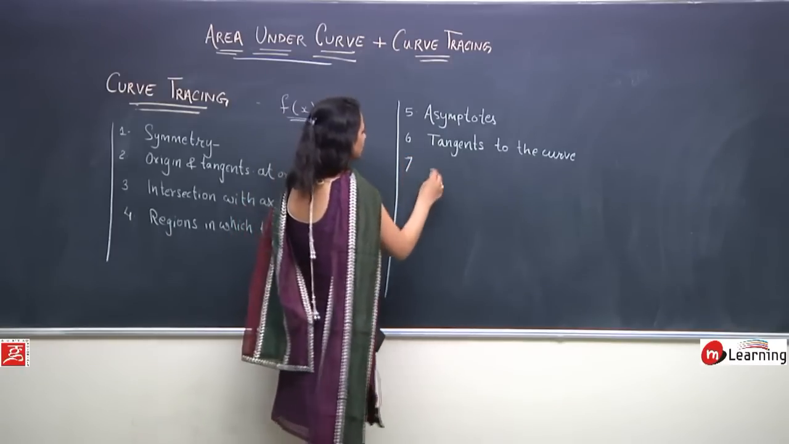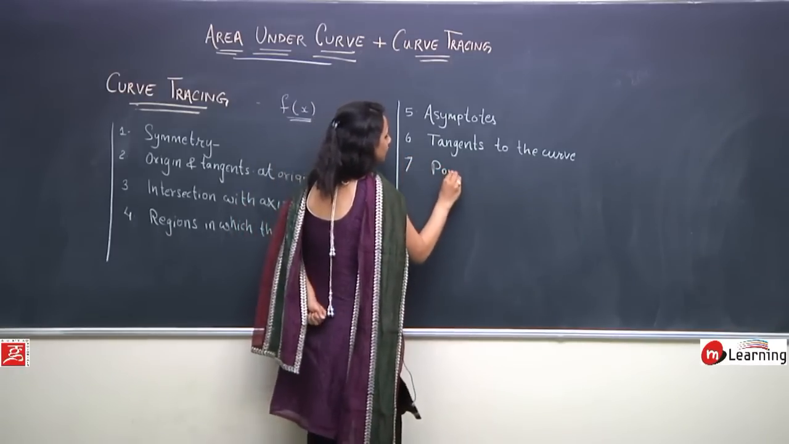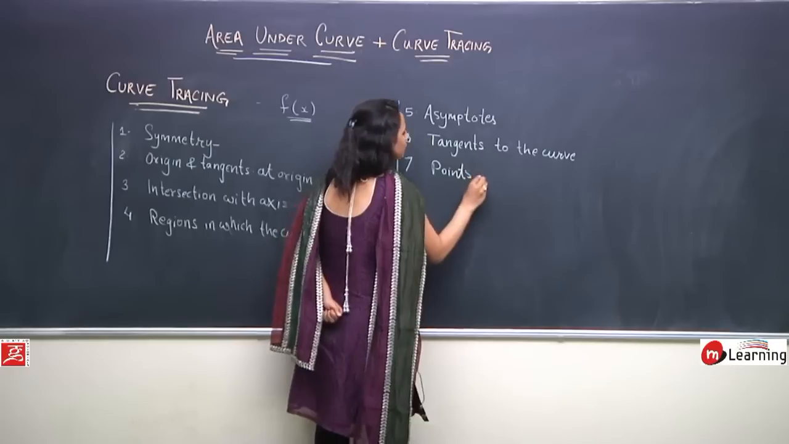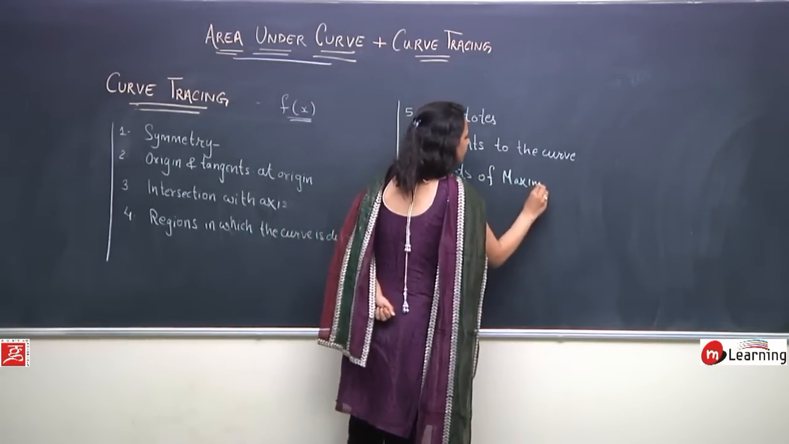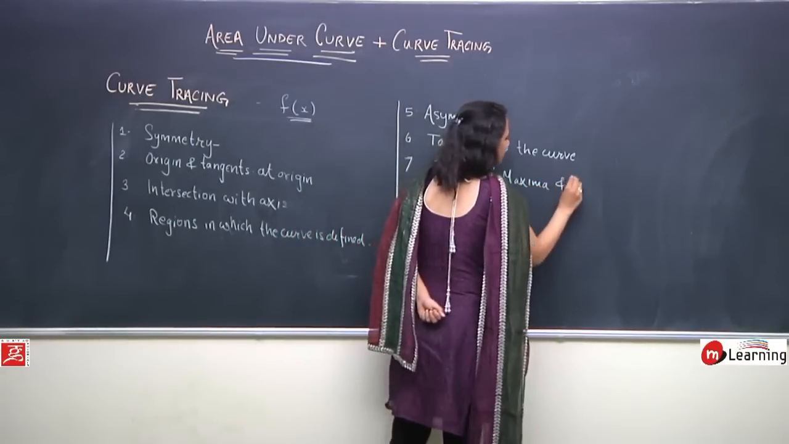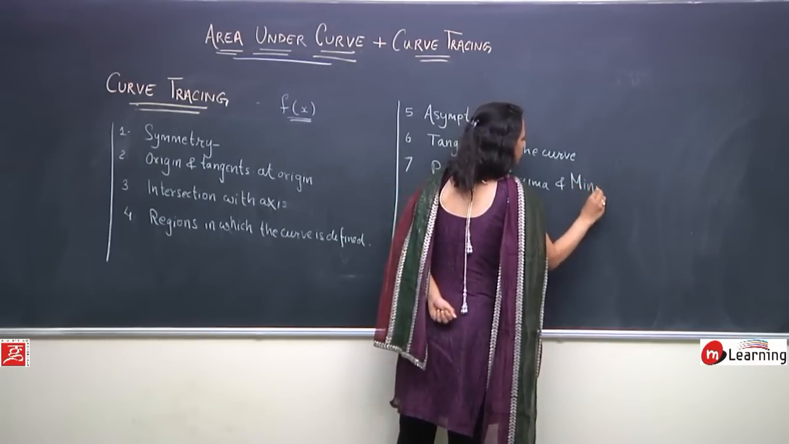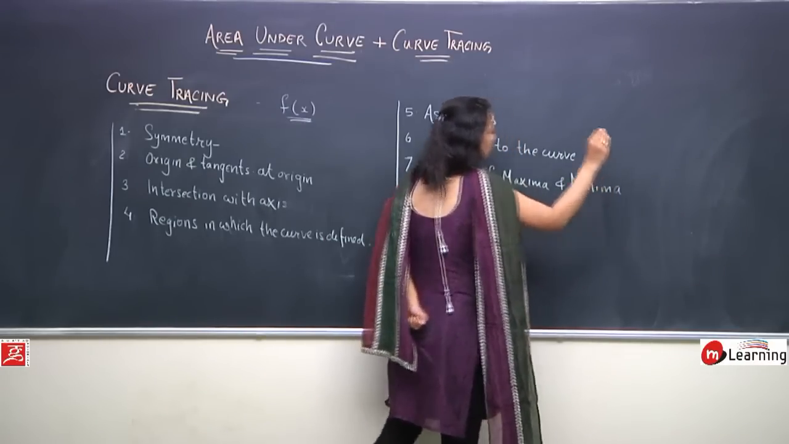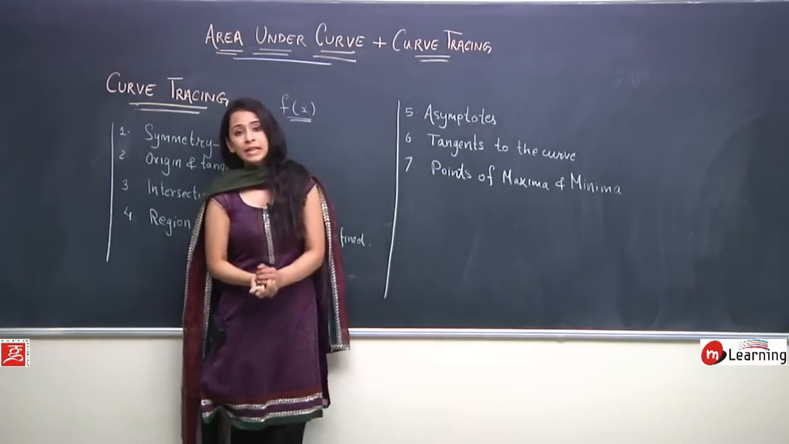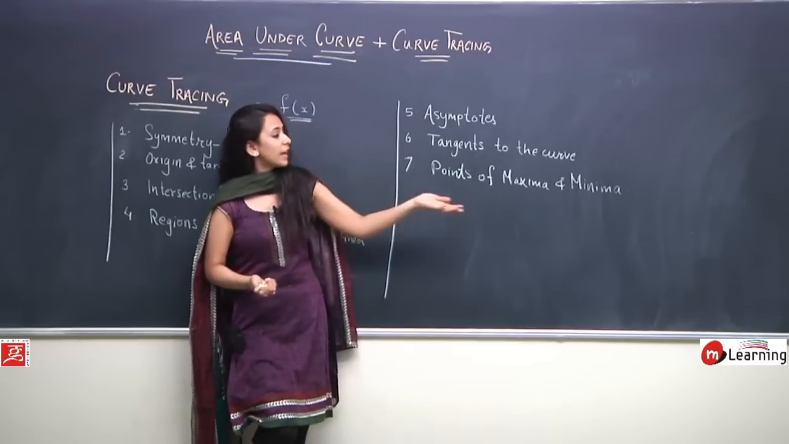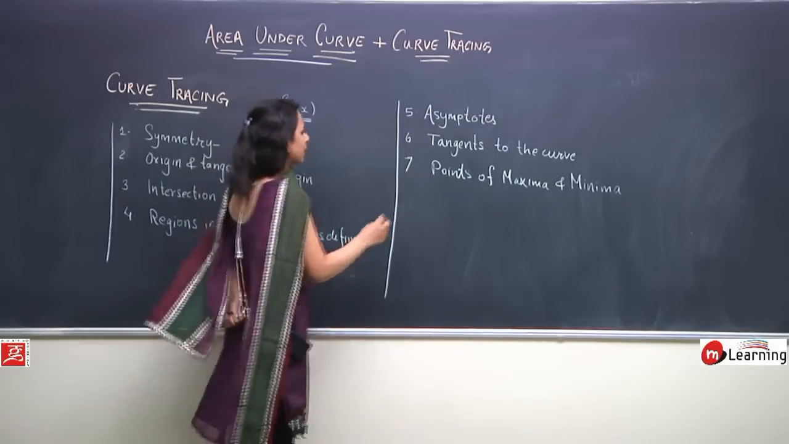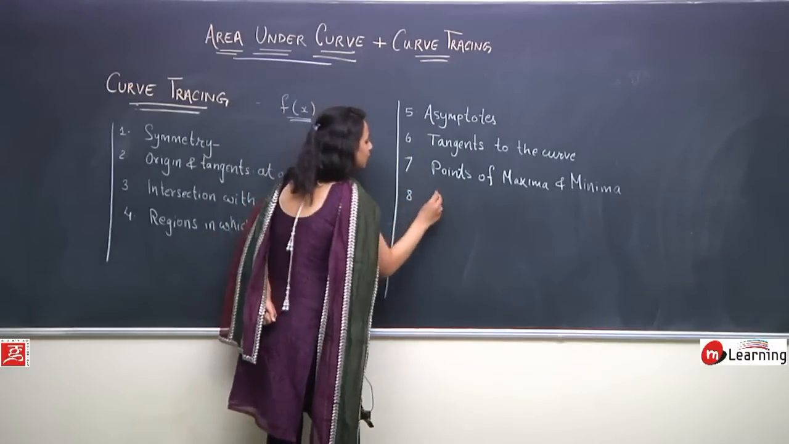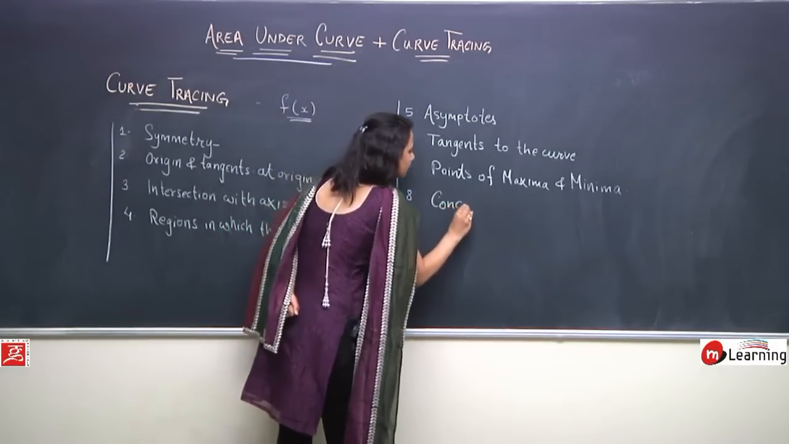Next we can find out points of maxima and minima. So this would be even really helpful in defining the nature of the curve कि कौन से point पे ग्राफ का maxima मिल रहा है और कहाँ पे ग्राफ का minima मिल रहा है. Next we can find out the concavity of the curve.